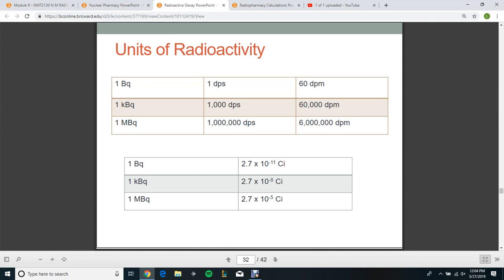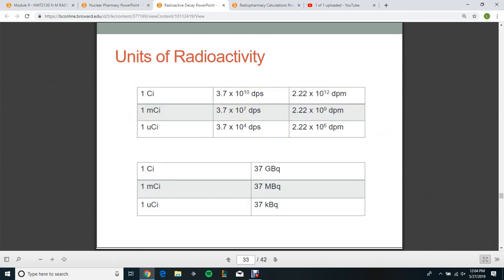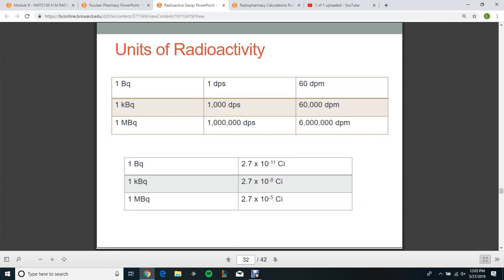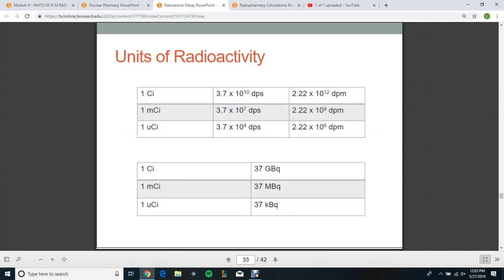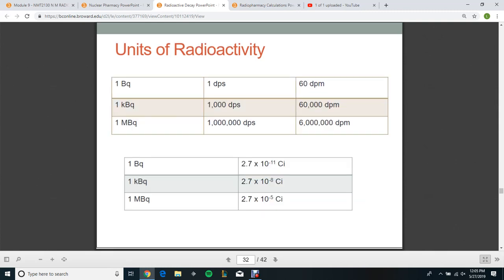Units of radioactivity. The only way I really remember this is 1 becquerel is equal to 2.7 times 10 to the negative 11th curie, and 1 curie is equal to 3.7 times 10 to the 10th becquerels. Those are the only formulas I can remember from that, but you do need to know that 1 becquerel is equal to 60 dpm, and 1 curie is equal to 2.2 times 10 to the 12th dpm. And then you can figure out the milli and micros anytime. Those you just work out.